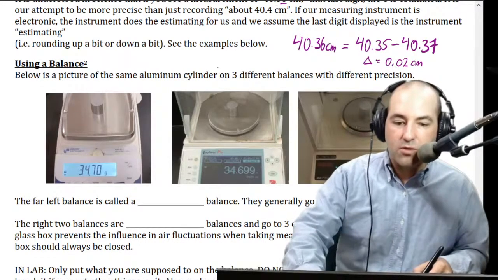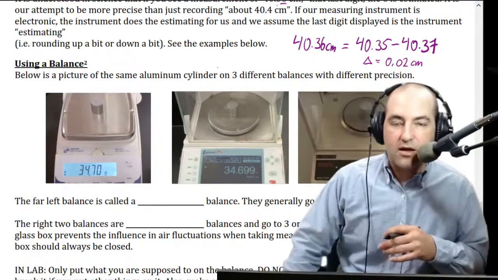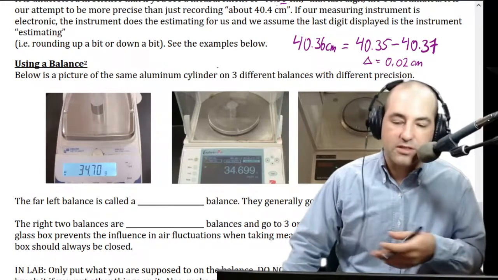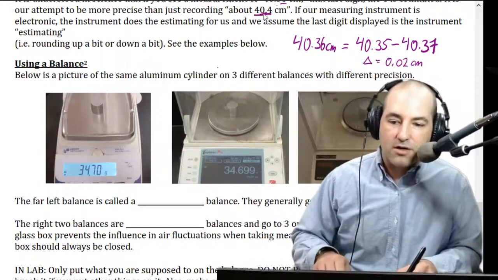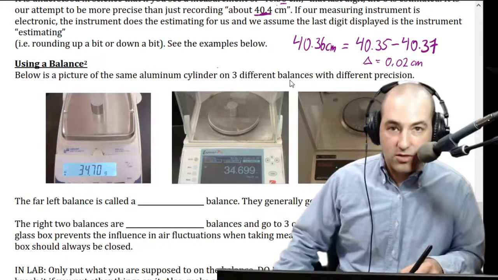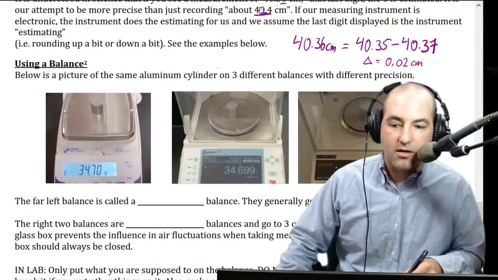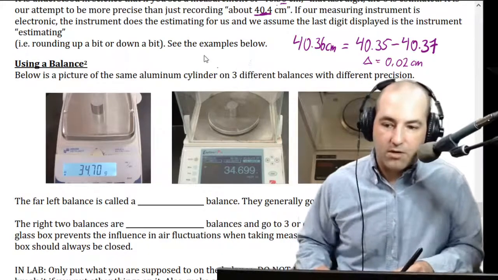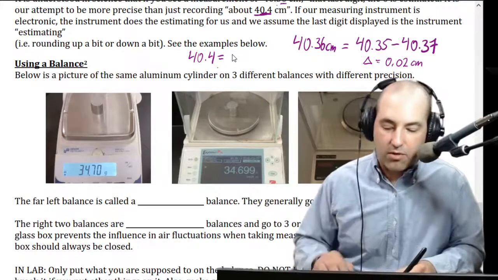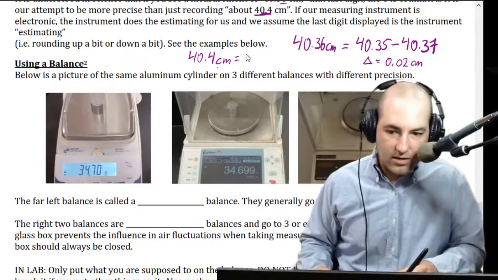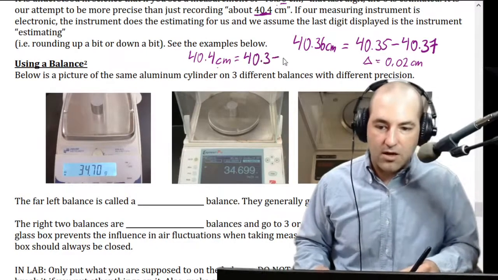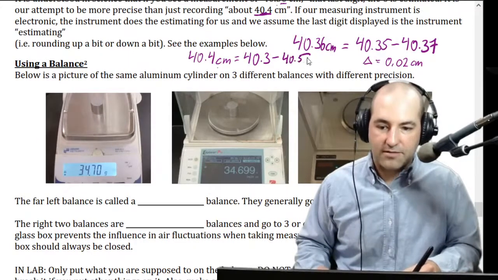So when we report a measurement, we're really reporting a range that is based on the instrument that we're using, and we'll see some examples that'll make more sense in a minute. So that means that saying 40.4 centimeters is actually a different measurement because it's reporting a different precision. What that's really reporting is that this is somewhere between 40.3 and 40.5 centimeters.